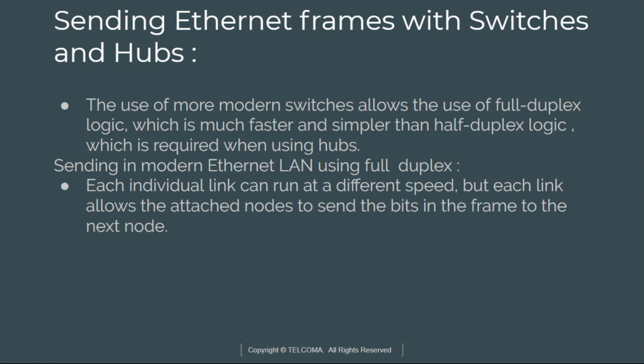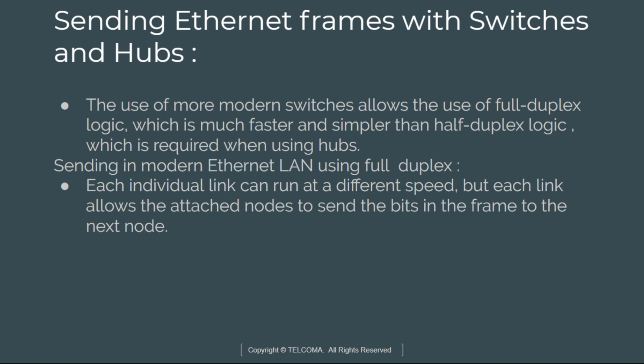If this process is carried out in half duplex, the device must wait to send while it is currently receiving a frame. It cannot send and receive at the same time. Whereas in full duplex, it can send and receive at the same time.